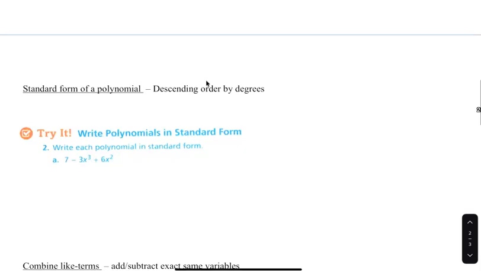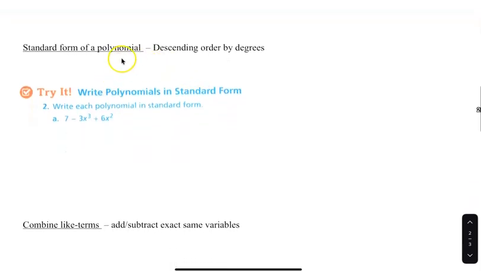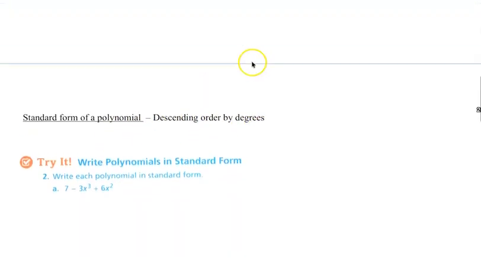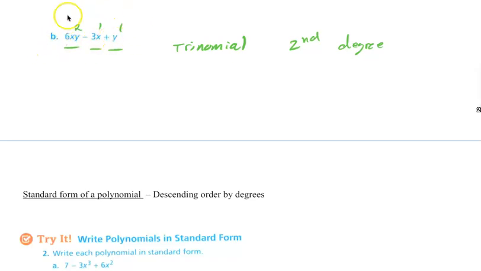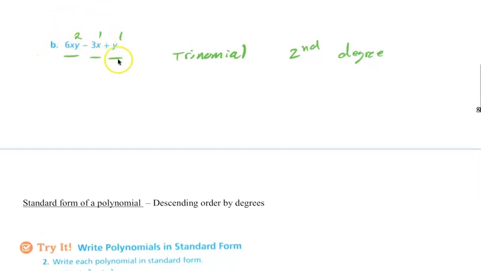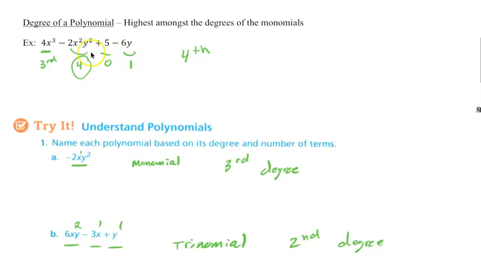Okay. So the standard form of polynomials, we want to put in descending order. If we go back up here, 2, 1, 1, that's in descending order, that's in standard form. If we look up here, this is not in standard form. It goes 3, 4, 0, 1. You've got to rearrange it. So we want the highest power first, and then we go down in order.